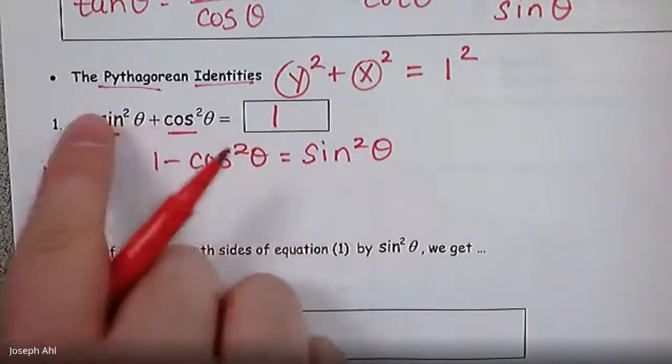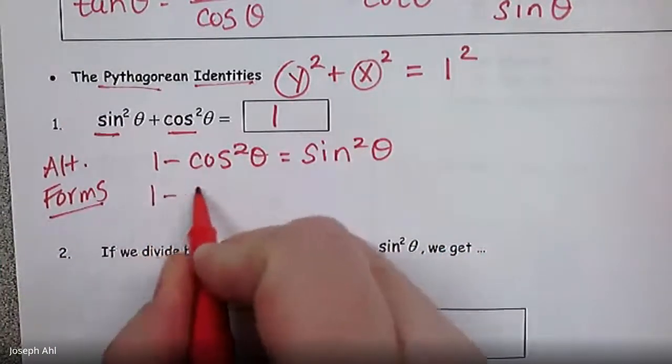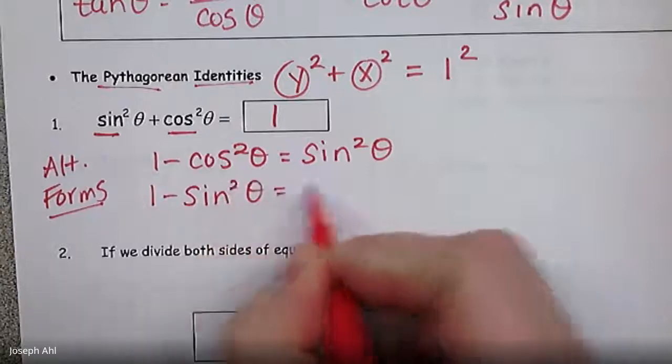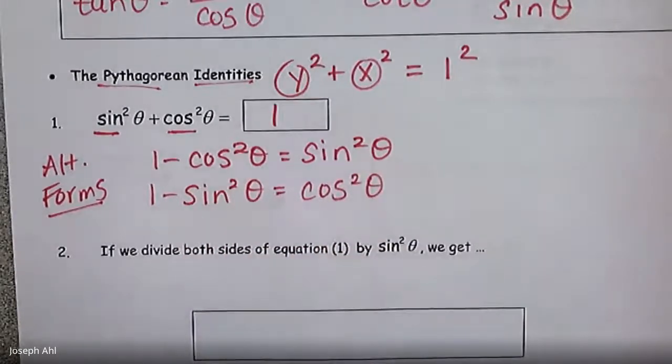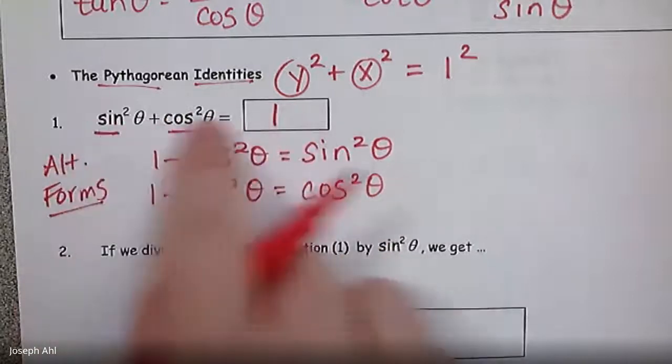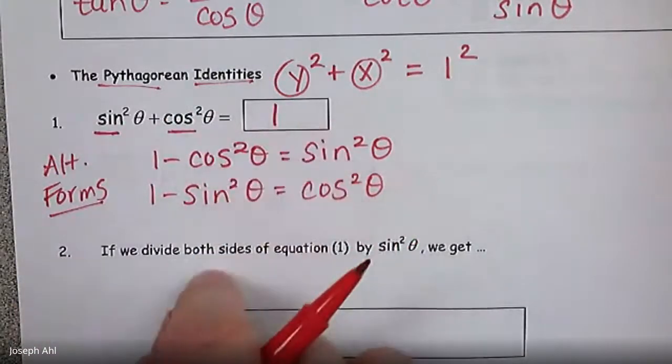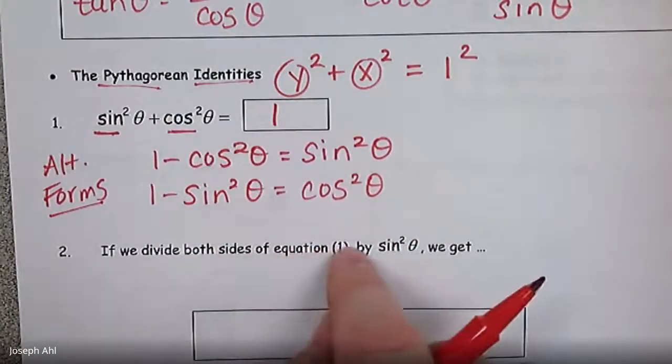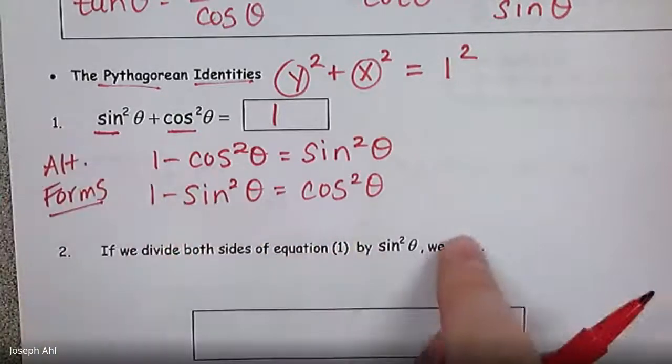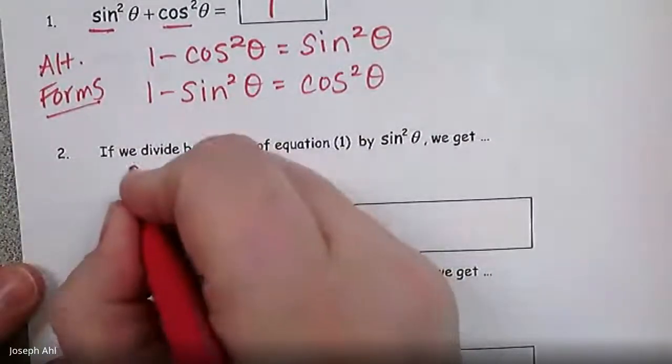Similarly, if you get cos squared alone by subtracting the sine squared to the other side, 1 minus sine squared is therefore cosine squared. So kind of look out for those situations. But there's actually 2 other Pythagorean identities that are derived from this first one right here. So in the next section, it says, if we divide both sides of equation 1 by sine squared, what would we get? Well, let's actually write that down.